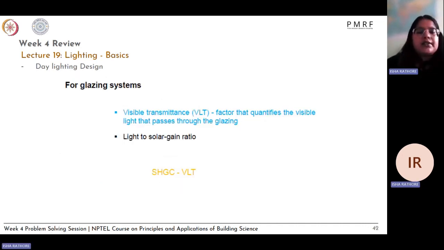Then, in terms of glazing systems, we looked at solar heat gain coefficient in the previous lectures. Now we look at the visible light transmittance, which is also one of the important factors in windows and fenestration design. So VLT is the factor which quantifies the visible light that passes through your glazing or through your window glass, and this is the light to solar gain ratio. So visible light transmittance is also affected by SHGC.